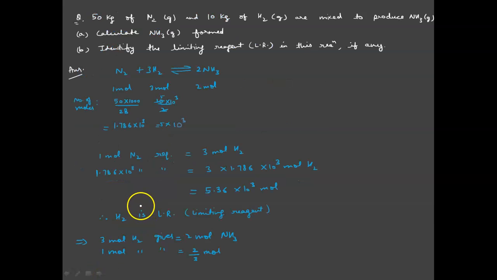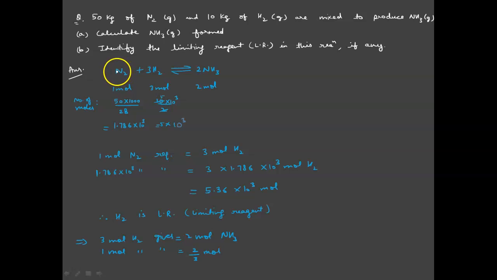Now comes another question, a numerical one. 50 kg of N2 gas and 10 kg of hydrogen gas are mixed to produce ammonia NH3 gas. Calculate the ammonia gas formed. Identify the LR in this reaction if any. If it is present, we have to identify it.